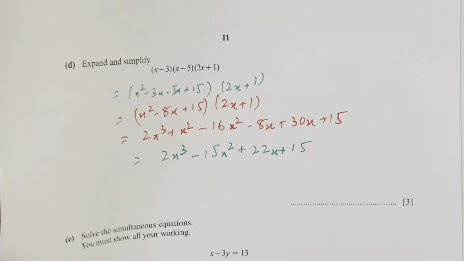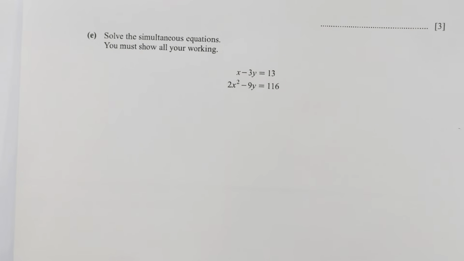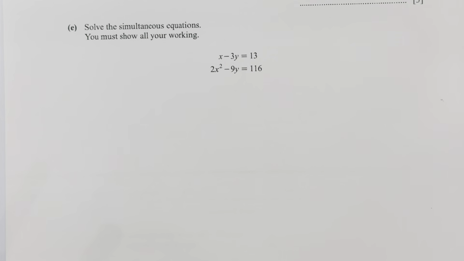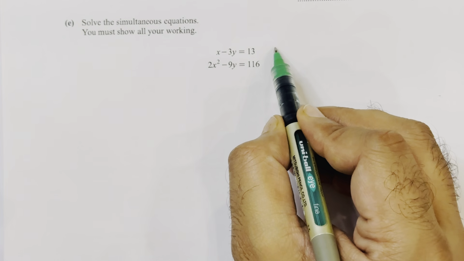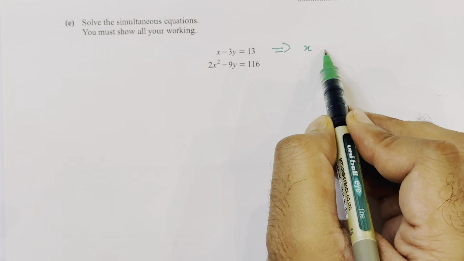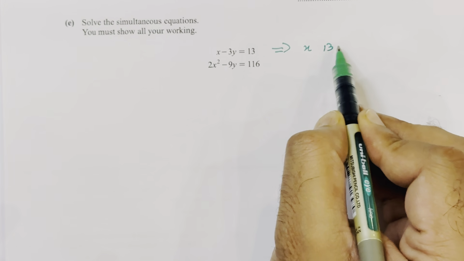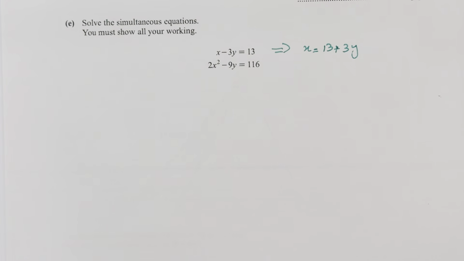Moving to its E part. E part is from the topic of simultaneous equation. Solve the simultaneous equation. You must show all your working. Okay, first we can make x as our subject. So x is equal to 13 plus 3y. So we're gonna substitute this value of x over here.